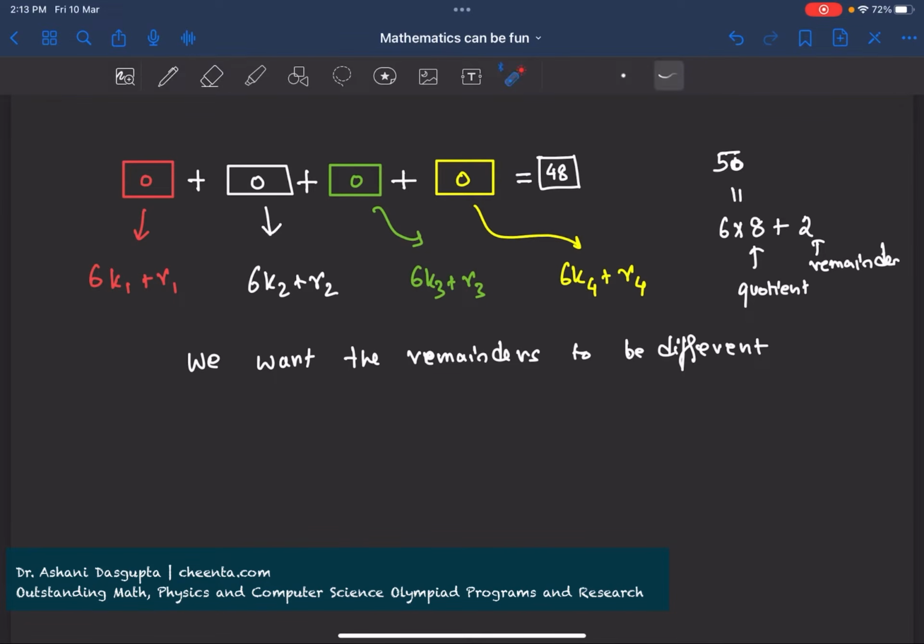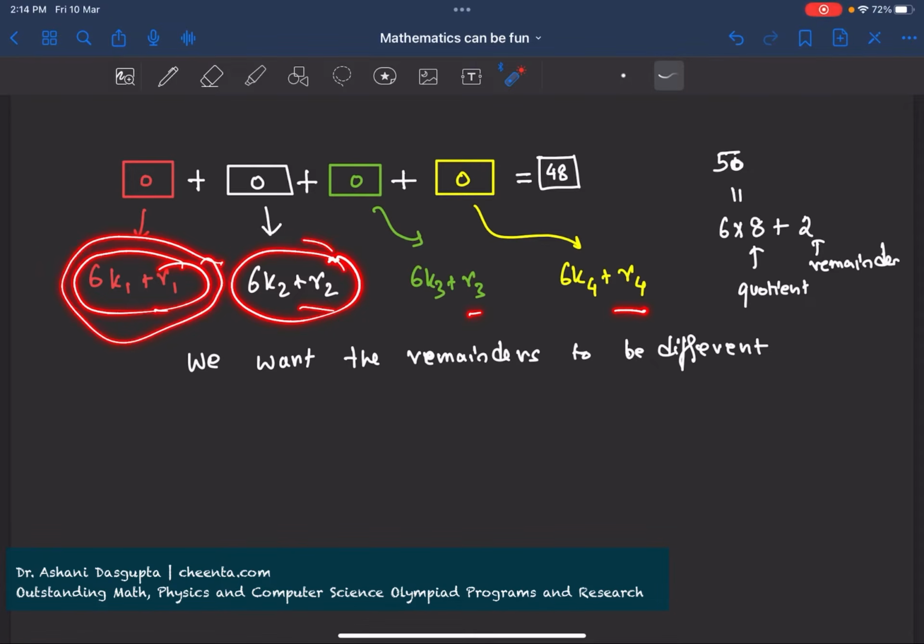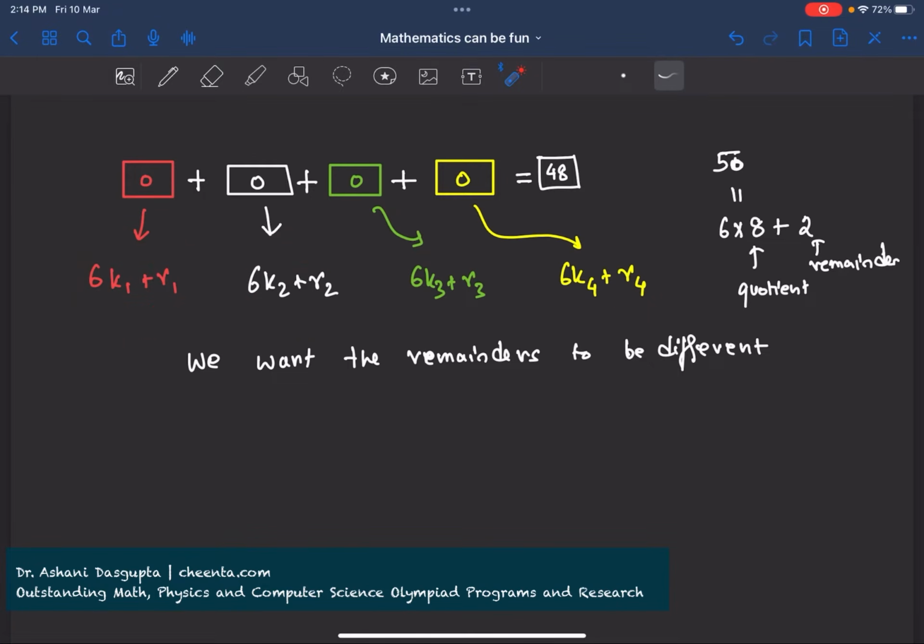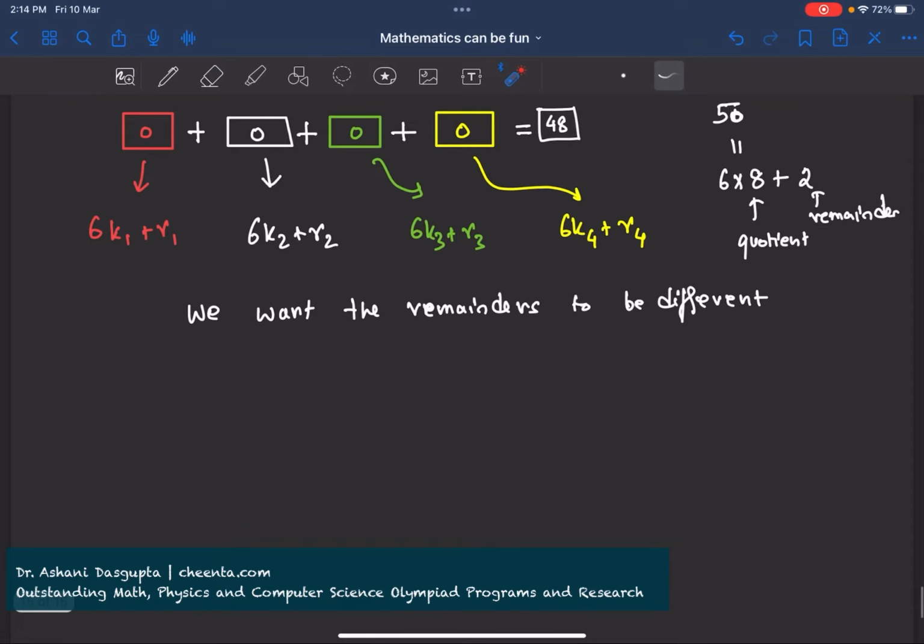Why? Because if all the remainders are different, then the difference of any two of them will not be divisible by 6. That's what the problem says. You don't want the difference of any two of them to be divisible by 6. So the way we enforce it is by making sure that the remainders are all different. Okay, so now we have set this up.